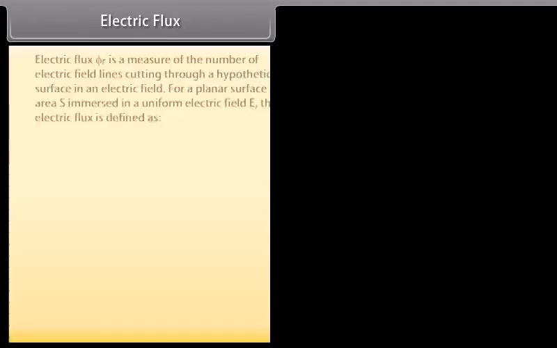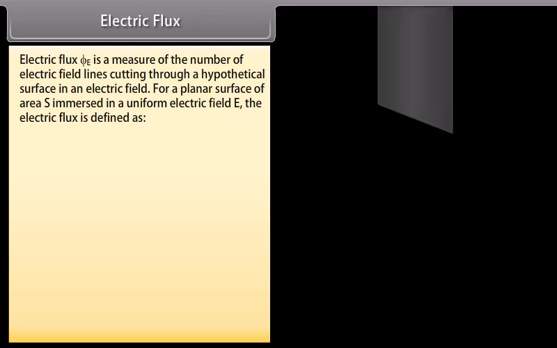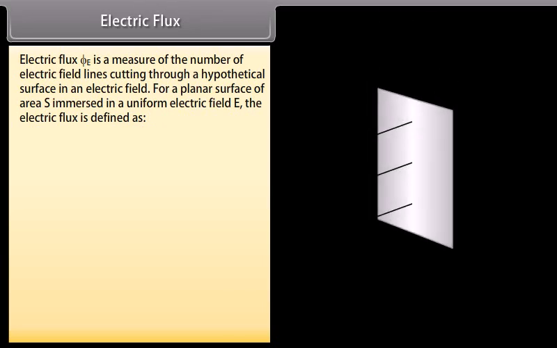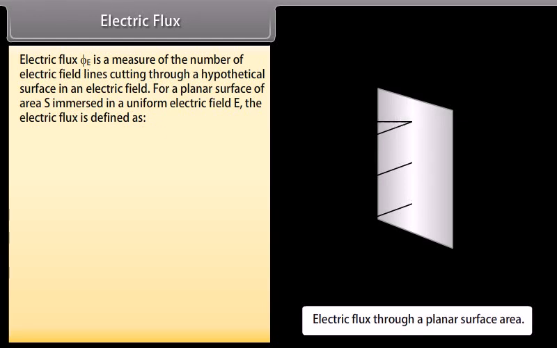Electric flux. Electric flux phi E is a measure of the number of electric field lines cutting through a hypothetical surface in an electric field. For a planar surface of area S immersed in a uniform electric field E, the electric flux is defined as phi E is equal to E S cos theta.